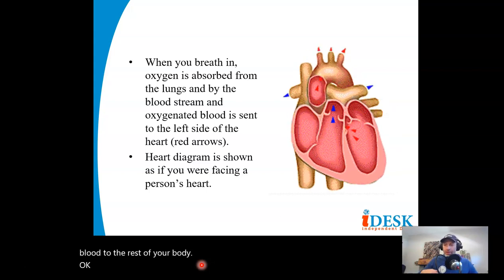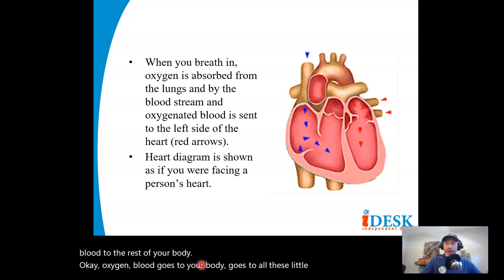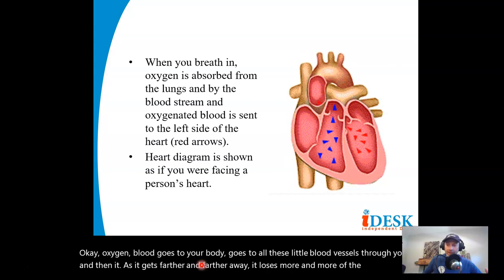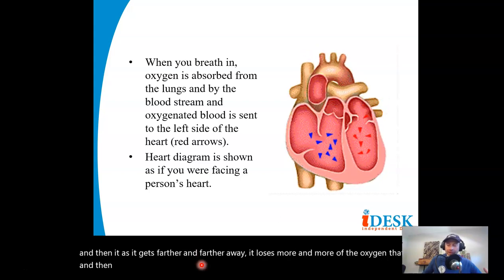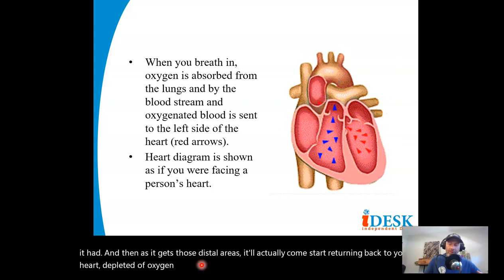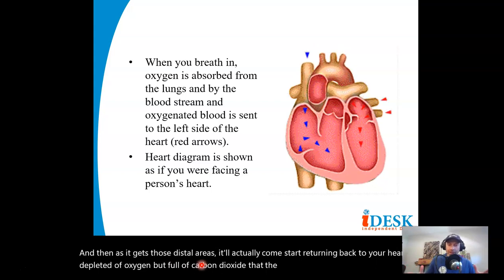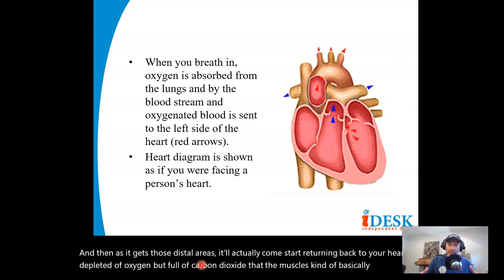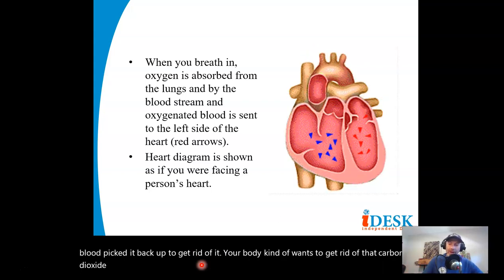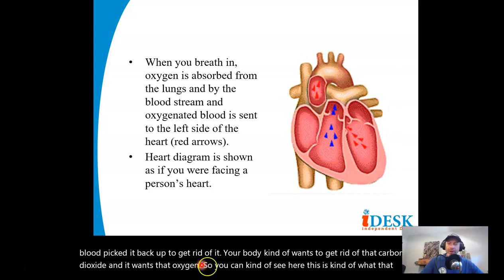Okay? Oxygenated blood goes to all these little blood vessels throughout your body, and as it gets farther and farther away, it loses more and more of the oxygen that it had. And then as it gets to those distal areas, it'll start returning back to your heart, depleted of oxygen, but full of carbon dioxide that the muscles basically left, and your blood picked it back up to get rid of it. Your body wants to get rid of that carbon dioxide, and it wants that oxygen. So you can see here, this is what this picture is showing.